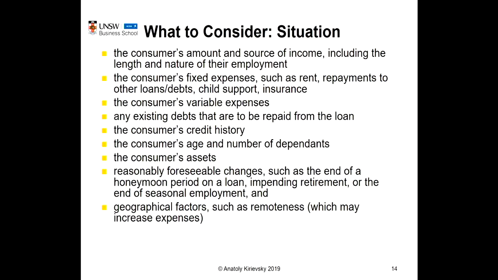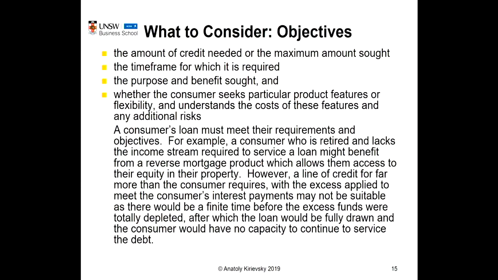So as a bank, you have to consider a number of points, and this is in the statute, right? You need to consider the consumer's amount and source of income, length and nature of the employment, fixed expenses, variable expenses, other debts that need to be repaid, credit history, age and number of dependents, assets, reasonably foreseeable changes in geographical factors. So you need to consider all of that.